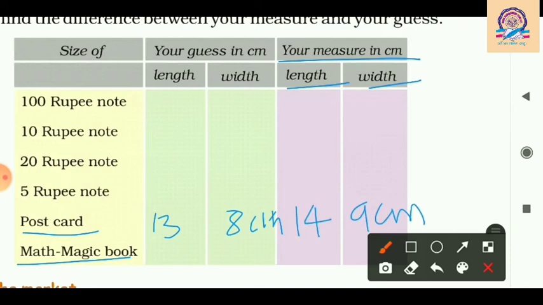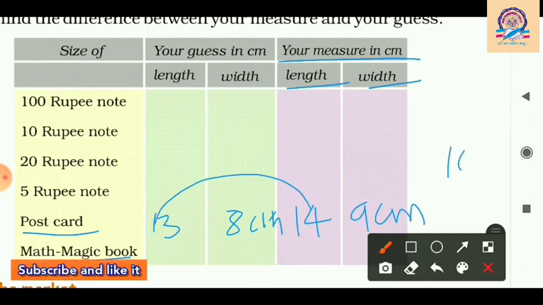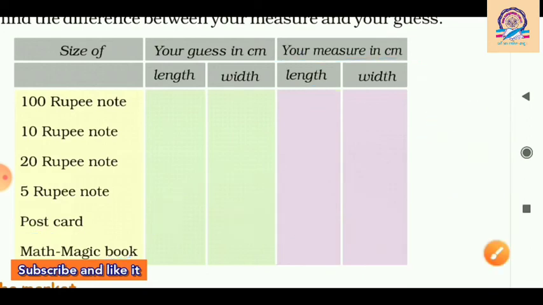So now let's find the difference. So 14 minus 13, 1 centimeter. The difference in length is 1 centimeter and the difference in breadth, 9 minus 8, it is also 1 centimeter. In this way you can find the difference.